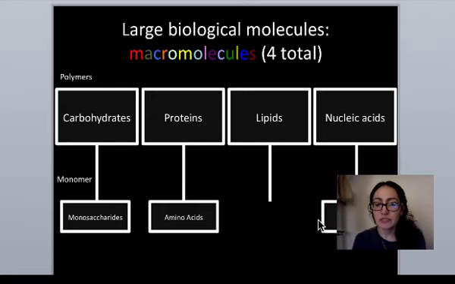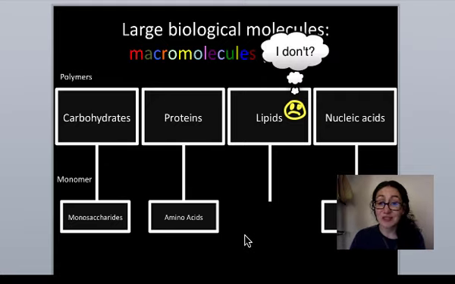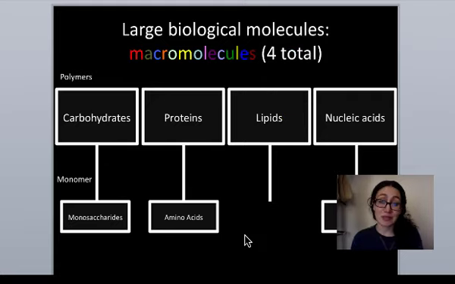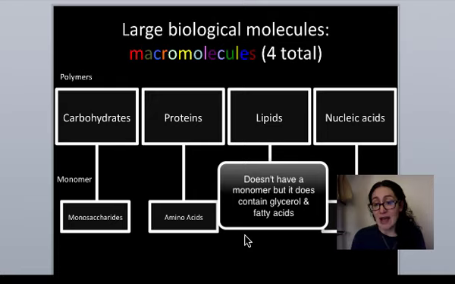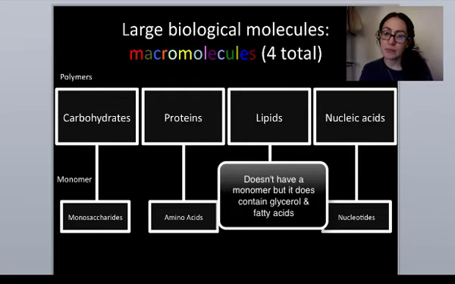And lipids, unfortunately, don't have a true monomer. It's not really a true polymer because it doesn't have a monomer. The reason is that there's nothing that gets repeated over and over again. Instead, it's made up of 2 components called glycerol and fatty acids. Glycerol and fatty acids make up a lipid, but we don't see a repeating unit of glycerol and fatty acids over and over again. And the monomer for nucleic acids is the nucleotide.